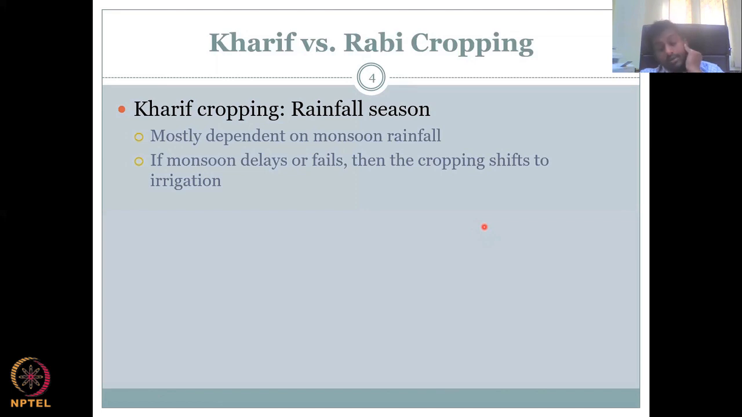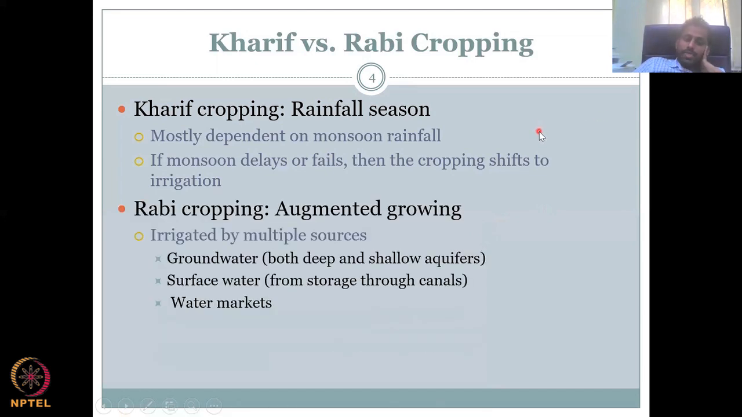The southeast and northwest monsoons. If the monsoon delays or fails, then the cropping shifts to irrigation. Again, if a land is there and it gets rainfall, it is a Kharif or monsoon crop. However, if the monsoon fails or delays, then a farmer has to pump and put water, or open a canal and put water. That work entails it as irrigation.